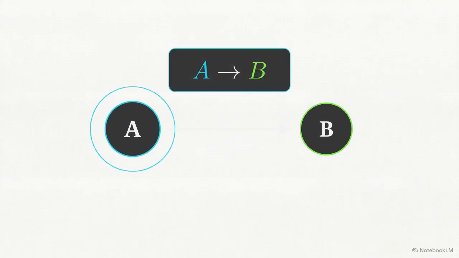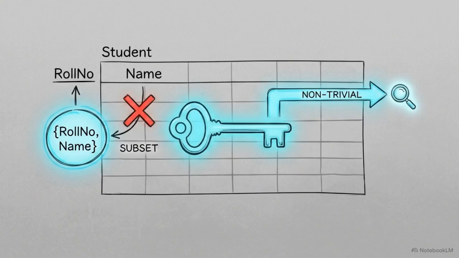Relational database design is built on the mathematical concept of functional dependencies. This rule states that if every value of attribute A is associated with exactly one value of attribute B, then A determines B. Some dependencies are trivial.